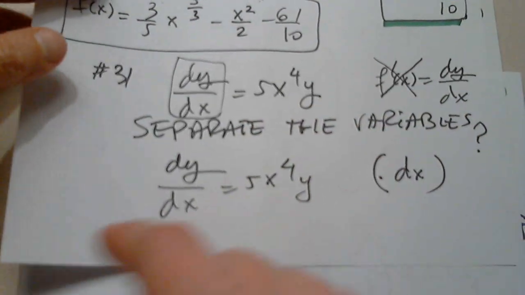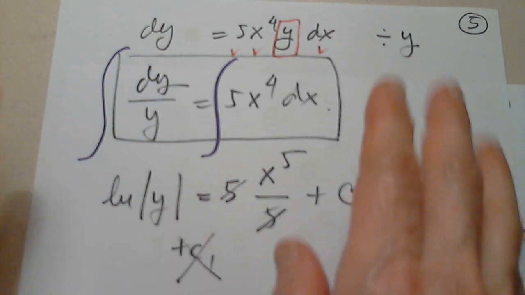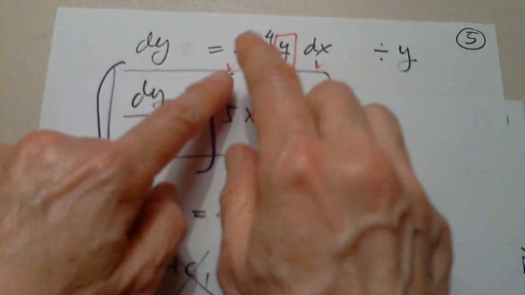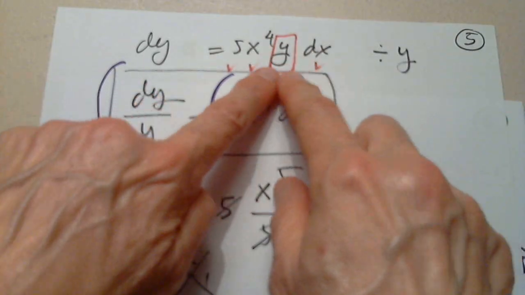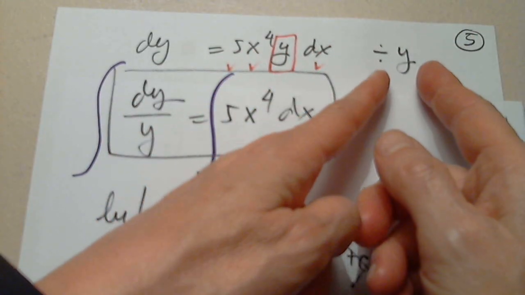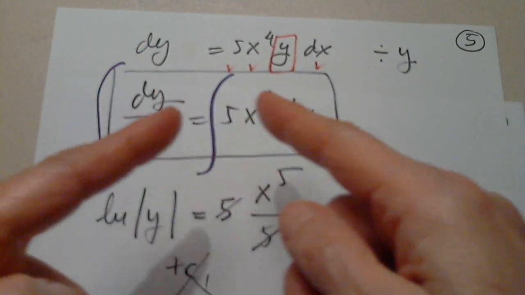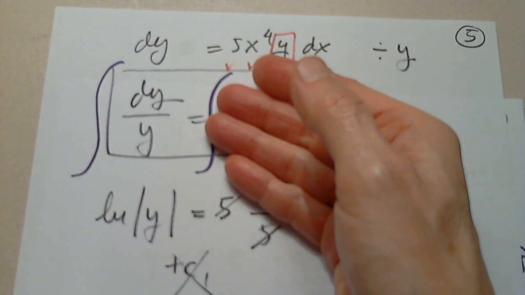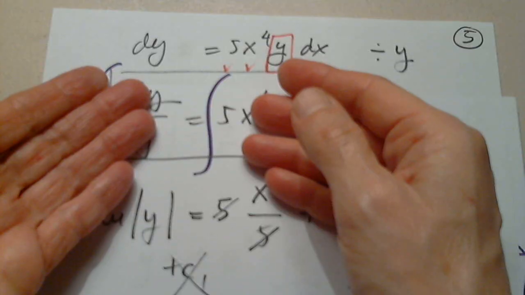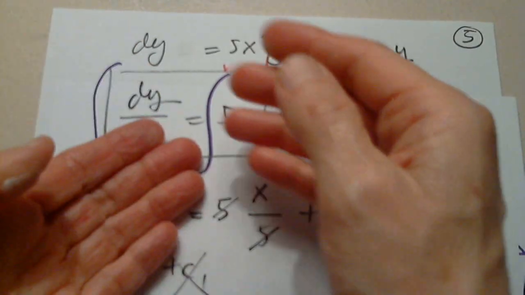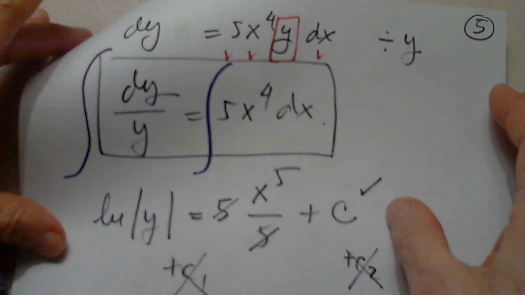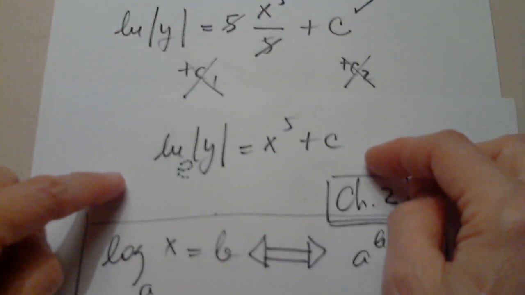What do I do first? I multiply both sides by dx. Okay, dx is gone from the left-hand side, and of course it appears on the right-hand side. I'm happy with 5, with x to the 4th. I'm happy with dx, but I'm not happy with y. It does not belong on the right-hand side. So then I have to simply divide both sides by y. And now I'm able to integrate. When I integrate this, I get this. When I integrate this, I get this. Now calculus is done. I only have to solve this equation for y.